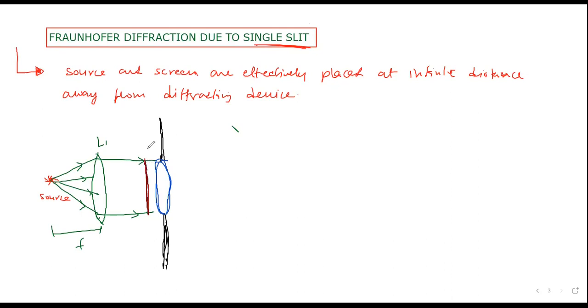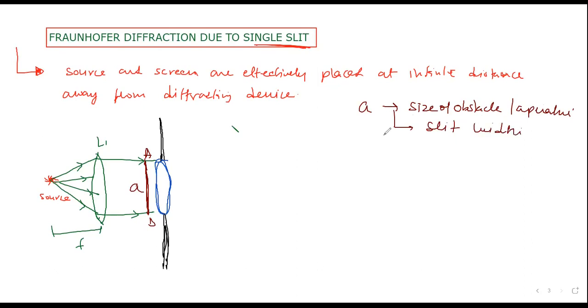Let's give some names, A and B. This is a wave front, and obviously it will be equal to the size of your opening itself. So you call this A. A is called the size of your obstacle, or you can call it the aperture, or simply the slit width. So AB is a plane wave front incident on this wall where the small opening is.